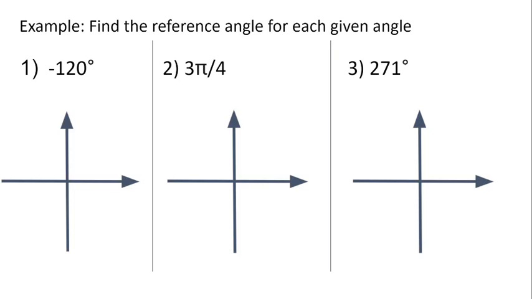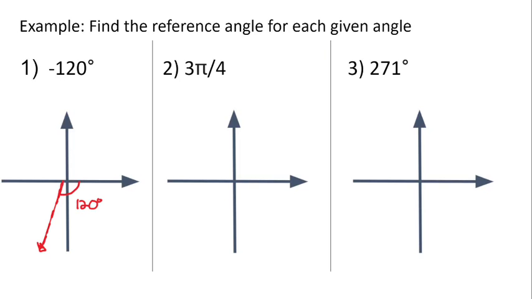So if I look at this first one, we're going to graph an angle in standard position. It's at negative 120 degrees. So if I'm doing a negative angle, that means we're going in the counterclockwise direction. That means we go 90 degrees and then another 30. And I think I said counterclockwise, but I meant clockwise. A negative angle means you go clockwise.